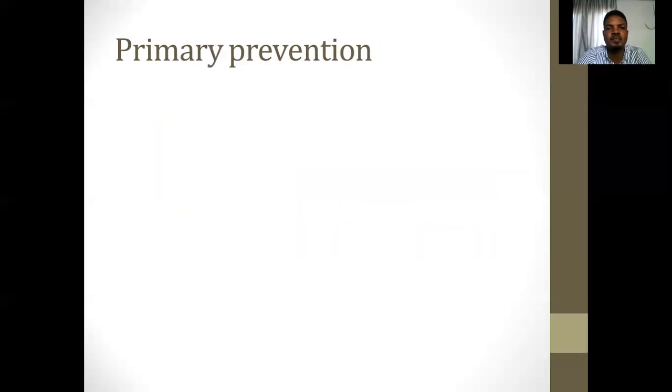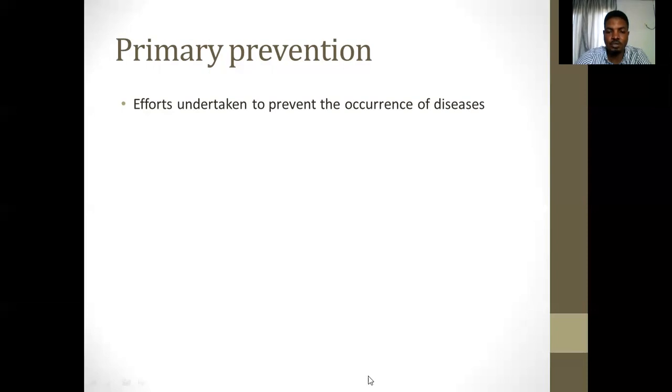We go to the next level of prevention, and that is primary prevention. Primary prevention simply means efforts undertaken to prevent the occurrence of diseases.